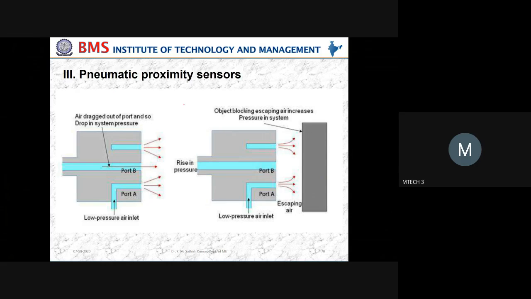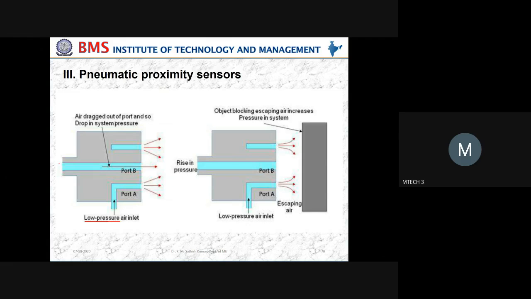Now, only observe the diagram on the left. We have a port over here. Through this port, I have supplied low pressure air. In front of the port, there is no object. Hence, the air will easily escape out of the port. Is it clear to you? The air will easily escape out of the port.